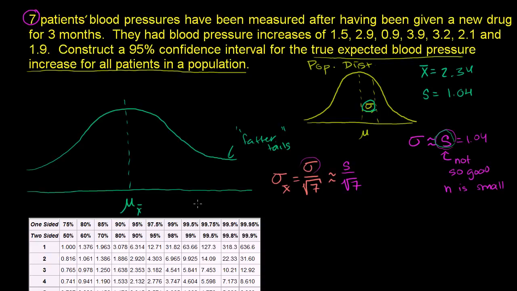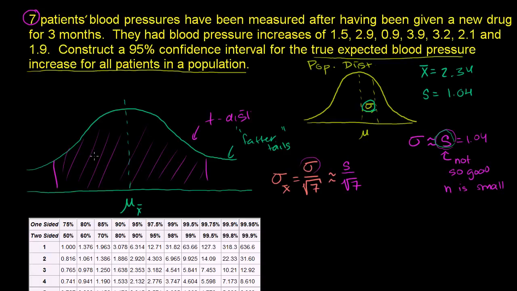So we need to think about a 95% confidence interval around this mean right over here. A 95% confidence interval, if this was a normal distribution, you would just look it up in a z table. But it's not. This is a t distribution. We're looking for a 95% confidence interval, so some interval around the mean that encapsulates 95% of the area.